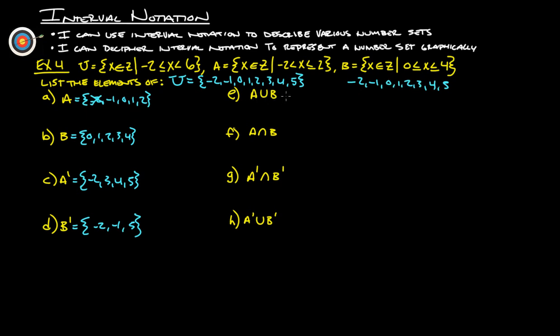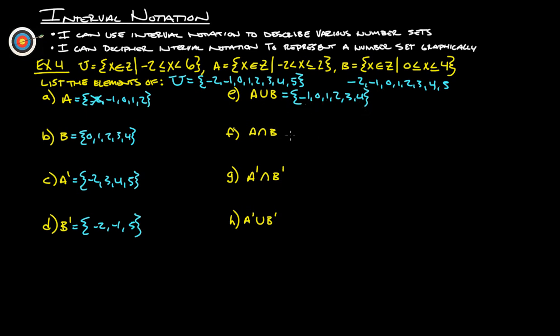A union B is going to be everything that's in A and everything that's also in B, an either-or, right? That's what the U is, the either-or. So we've got -1, 0, 1, and 2 all from set A, and then the 0, 1, and 2 are already accounted for. Now we have to also put in 3 and 4. So that would be A union B.